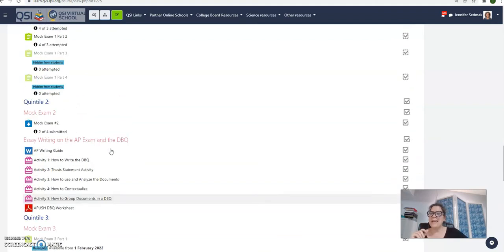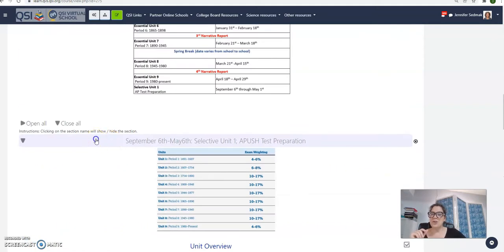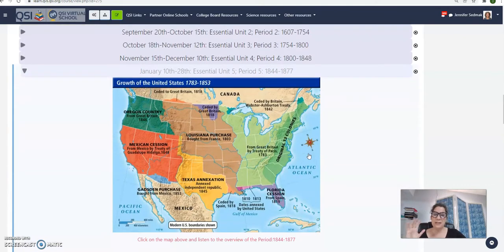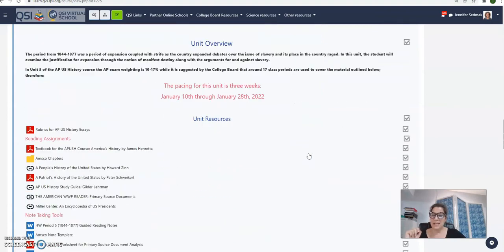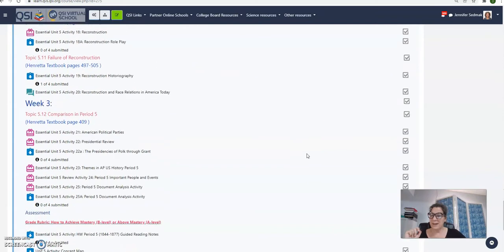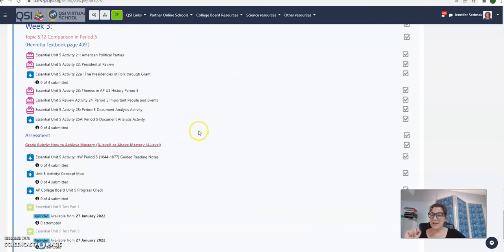So going back, consider doing those activities if you haven't done so already, because they'll get you in the right mindset in terms of what the readers expect in your response for a DBQ. And then I'm going to take you to the unit that you are finishing up this week, and I want to scroll down to this activity at the end here, and it's the document analysis activity.